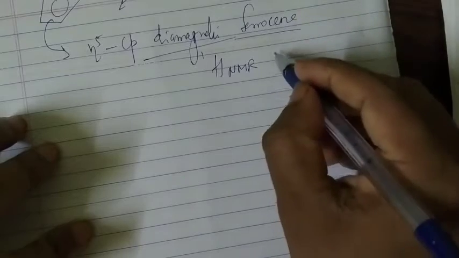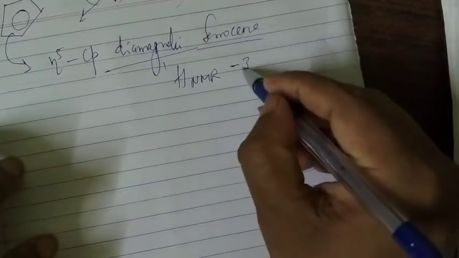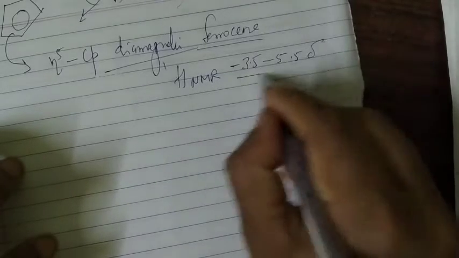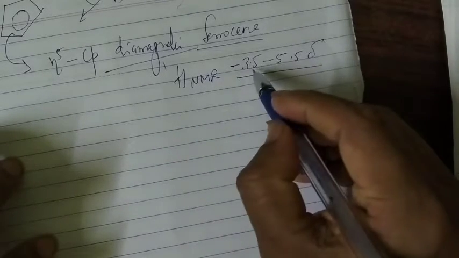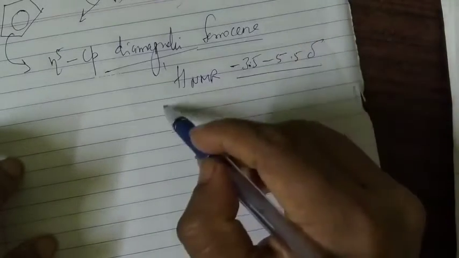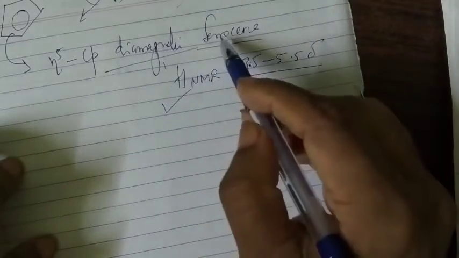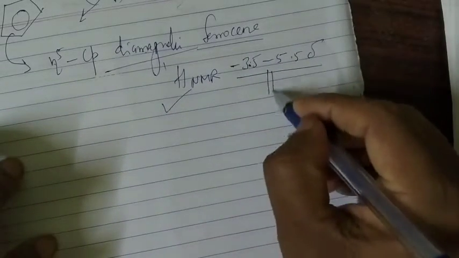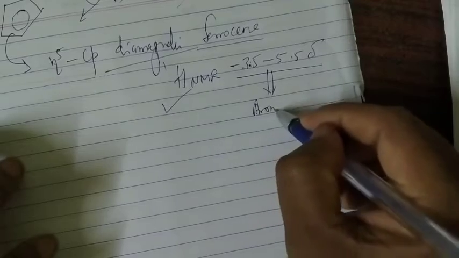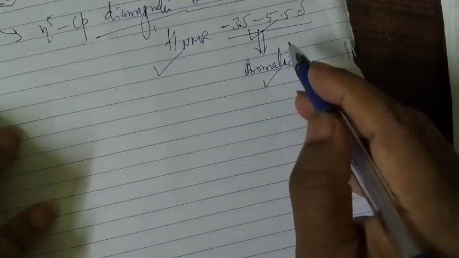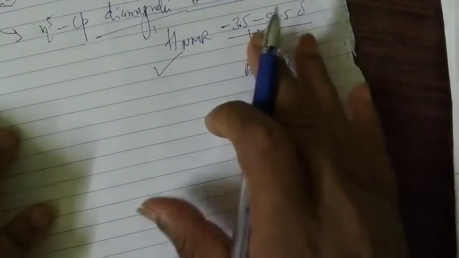The spectrum will be around the range of 3.5 to 5.5 delta. Delta is the NMR scale here. These diamagnetic metallocenes or eta 5 cyclopentadienyl complexes usually resemble aromatic compounds in nature. Like benzene, all the protons show in this range. That's why ferrocene is said to be very good aromatic in nature, because of this proton NMR.